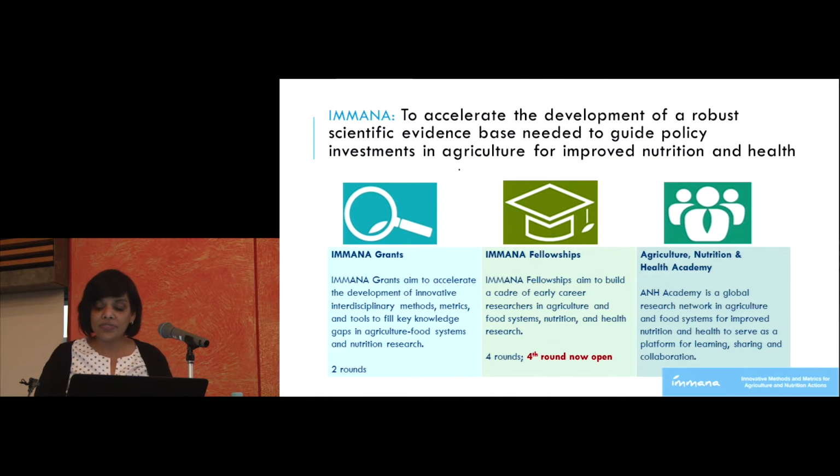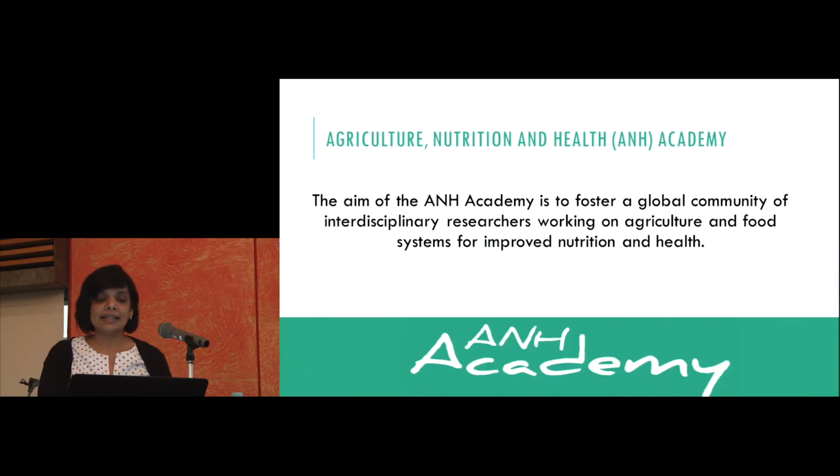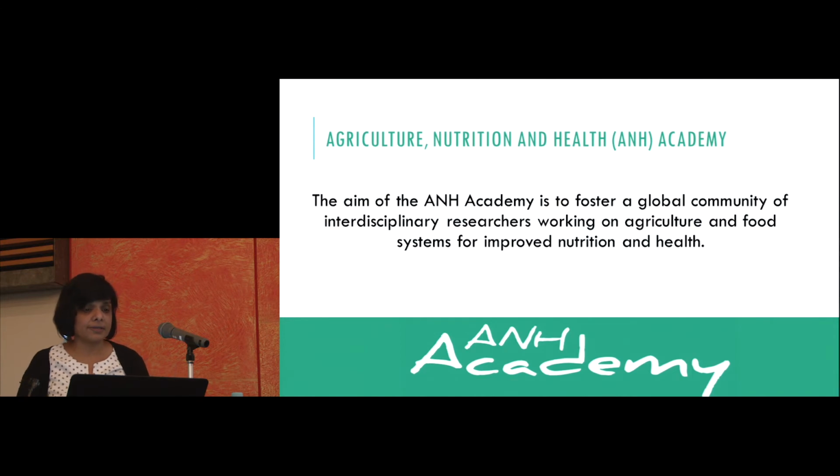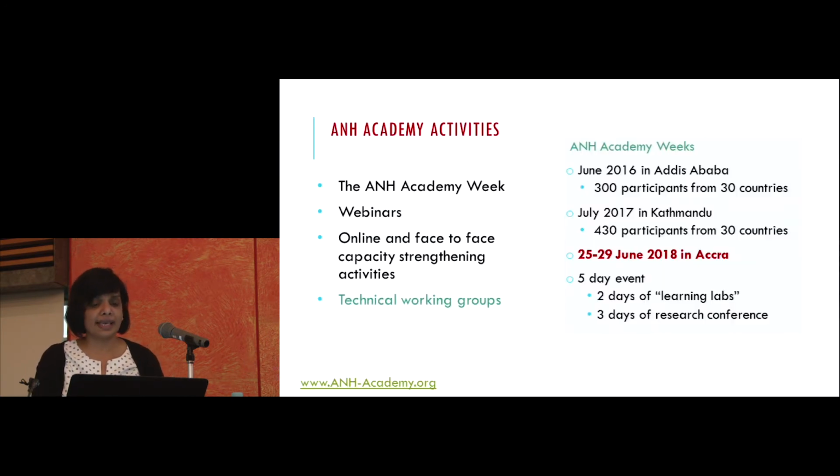through this. But one thing I did want to, in the context of this conference and sharing and learning from each other in an interdisciplinary way, is the Agriculture, Nutrition and Health Academy, which is basically a global research network that we have established to bring together interdisciplinary researchers working on agriculture food systems for improved nutrition and health. So this is a variety from different disciplines and both policymakers as well as researchers for research translation to be a part of this academy.